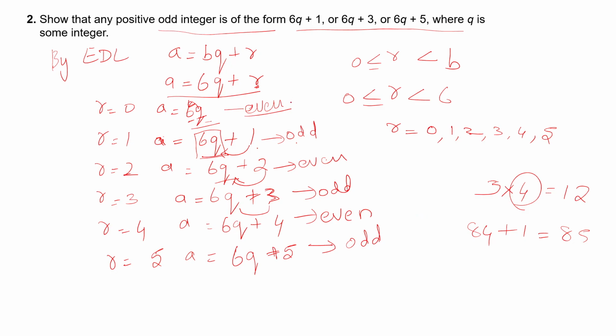Yes. Okay. Then what is our question? What is our concern? 6q plus 1, 6q plus 3, 6q plus 5. Only odd is our concern because the question is that we have to prove it for odd integers. Okay.